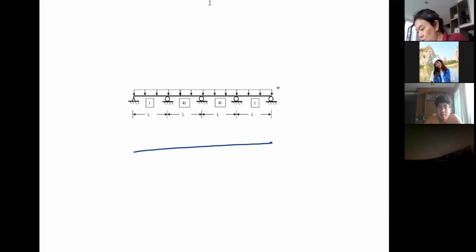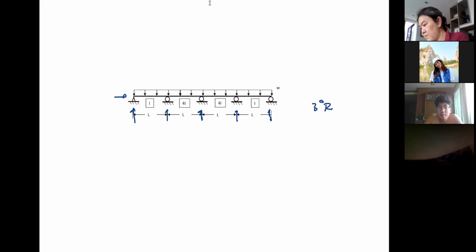This has 1, 2, 3, 4, 5, and 6 reactions if you count the horizontal force. So this is 3 degrees of redundancy. So your primary structure is going to look like that.